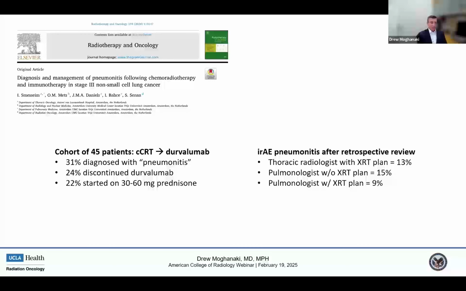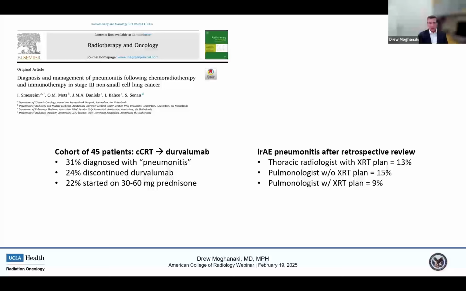And the immune-related AE pneumonitis after retrospective review, when a thoracic radiologist looked at it and had access to the treatment plan, you can see significantly drops the assignment of the immunotherapy causing the pneumonitis, and instead of attributing it to the radiation therapy with or without symptoms. And interestingly enough, I thought was the main take-home point of this paper, because we know our radiologists can figure this out. The pulmonologists appear to be just as good as a thoracic radiologist, piecing things together if they have access to the treatment plan.